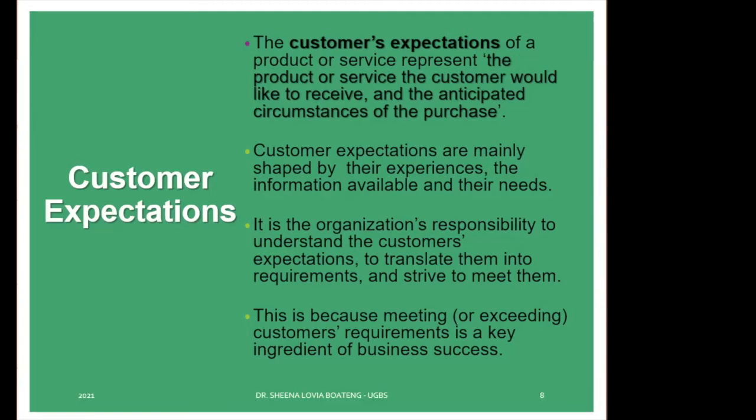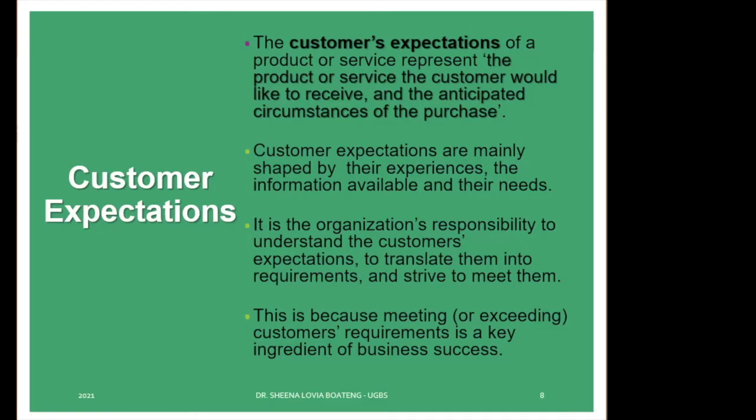Product or service you would like to receive in the sense that your experiences tell you that the product has to come in a particular shape, form, or size for it to be able to satisfy this particular need that you have. Anticipated circumstances of the purchase in the sense that your experiences tell you that when you are purchasing this product or service, these are the circumstances that must surround it.